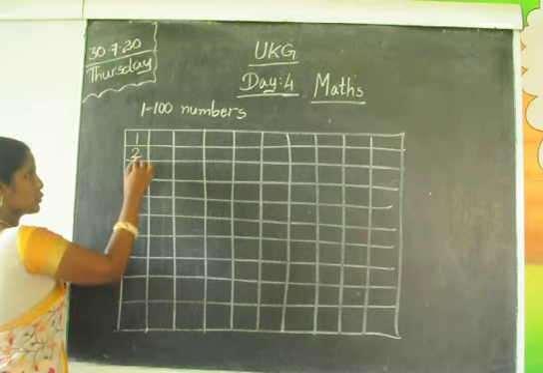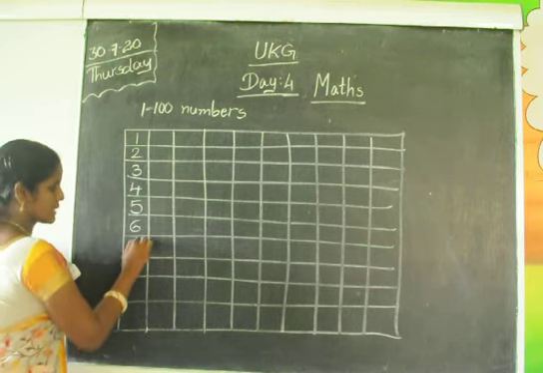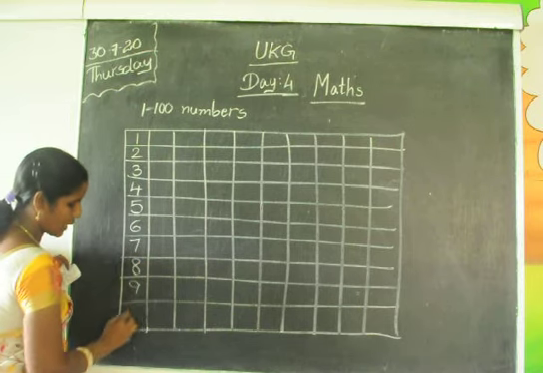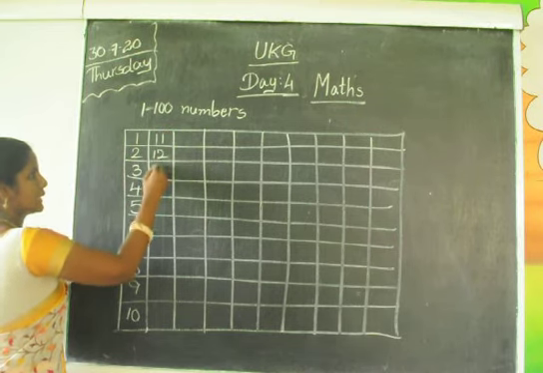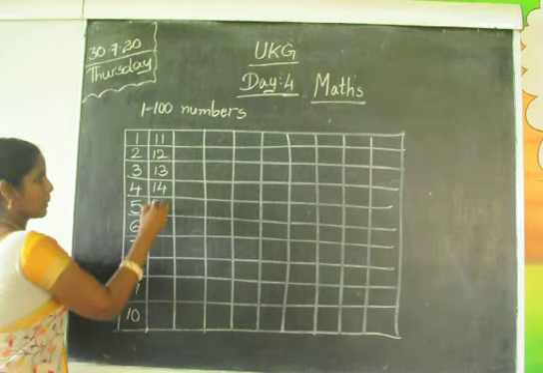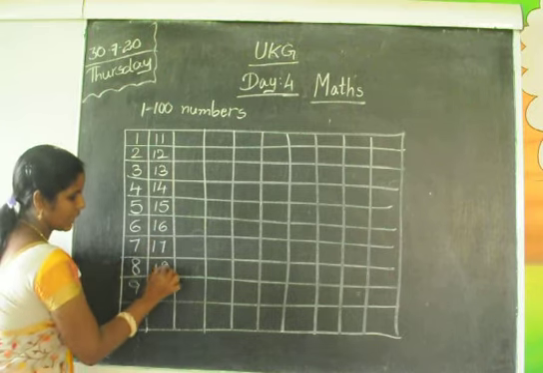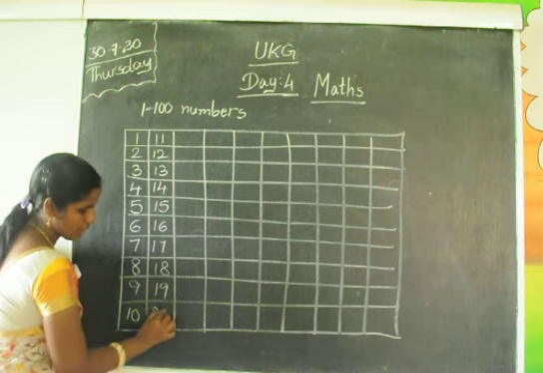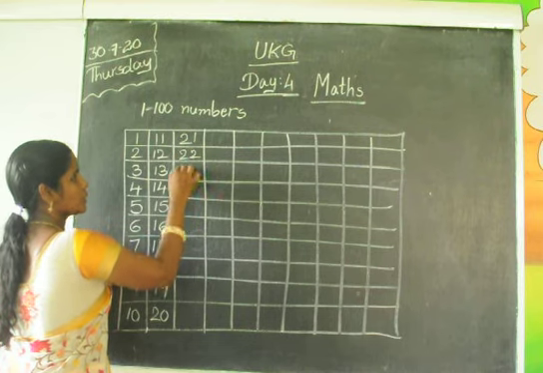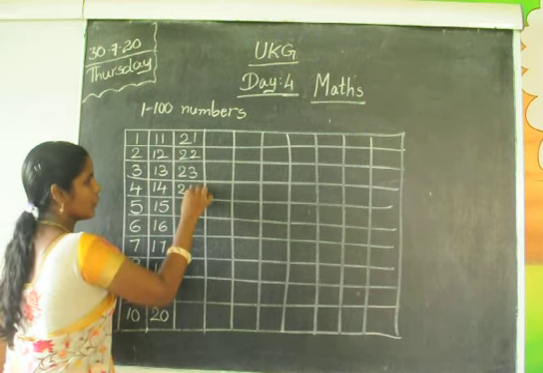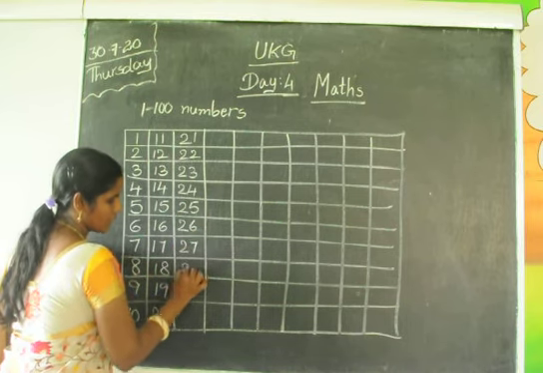1, 2, 3, 4, 5, 6, 7, 8, 9, 10, 11, 12, 13, 14, 15, 16, 17, 18, 19, 20, 21, 22, 23, 24, 25, 26, 27, 28.